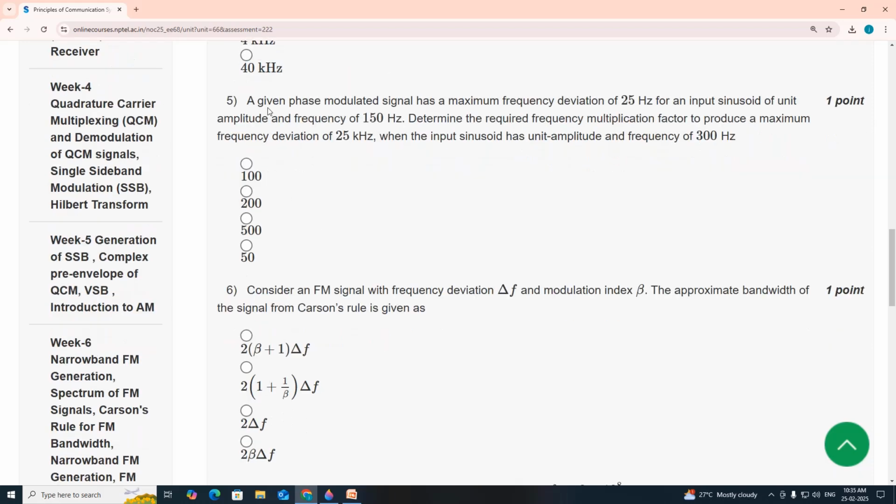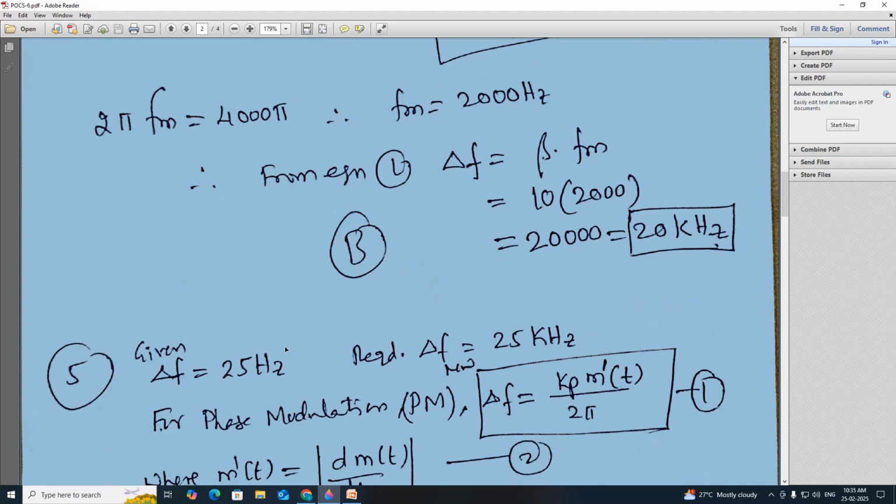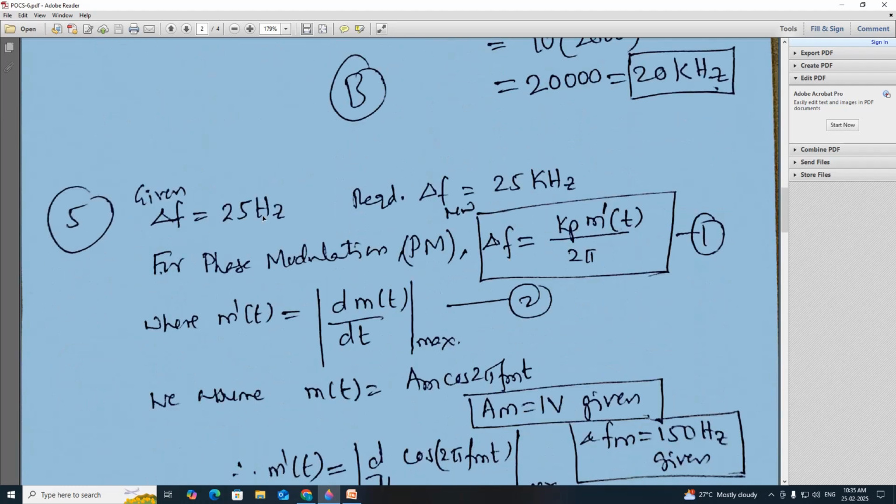Fifth one. This is a phase modulated signal. The initial frequency deviation is 25 hertz for an input frequency of 150 hertz. Later, we want a multiplication factor for the frequency deviation so that the final frequency deviation is 25 kilohertz. But at that time the frequency is changed from 150 to 300, an increase. So what is the solution? Delta f is given as 25 hertz. The required new frequency deviation is 25 kilohertz.